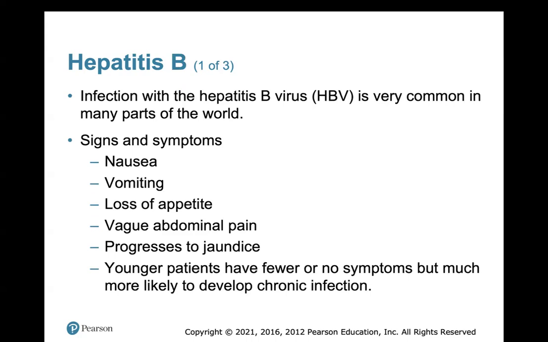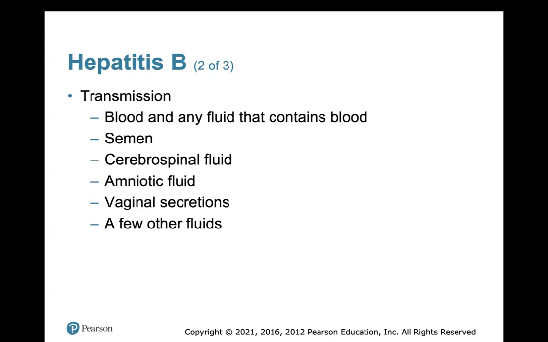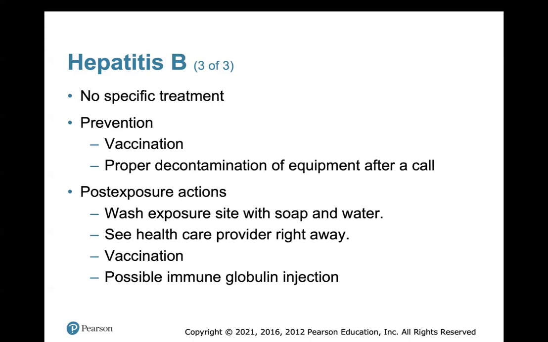Hep B is very common in some parts of the world. It has a lot of the same symptoms. It's usually transmitted through blood contact and fluid contact: semen, cerebral spinal fluid, amniotic fluid, vaginal secretions, and other fluids. Also, no specific treatment. Prevention is vaccination. Most EMS agencies require you to be vaccinated against Hep B before you go to work for them. Take post-exposure actions: wash exposure sites with soap and water, see your healthcare provider immediately, get vaccinated if you haven't already been, and you might have to get some immune globulin injections as well.